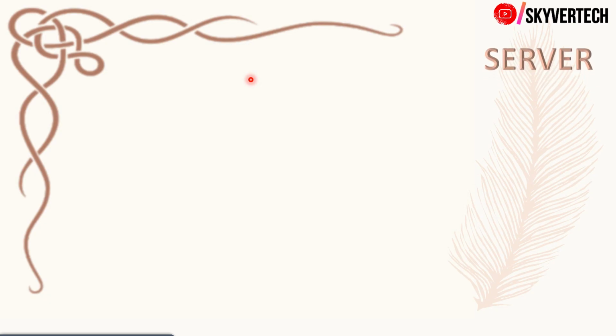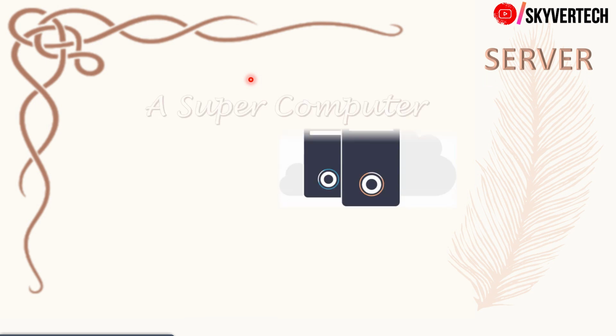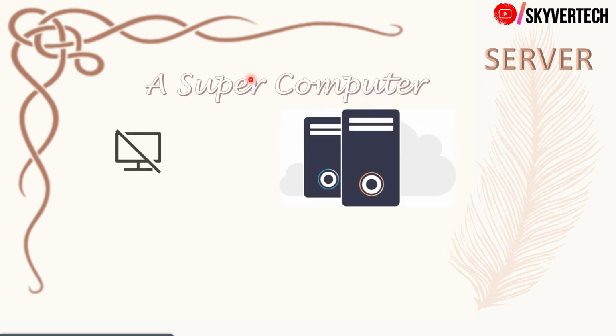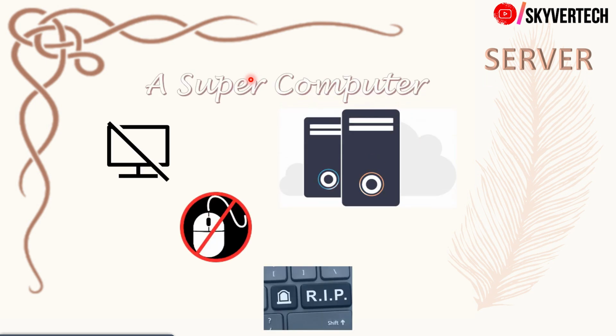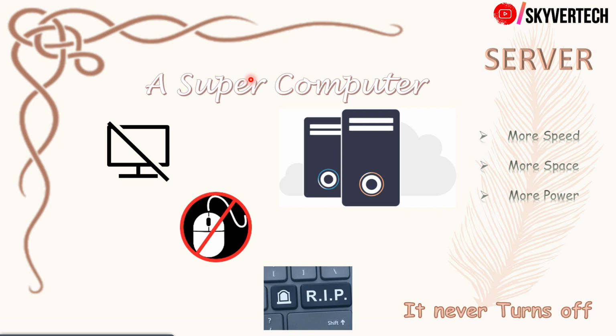What's a server? A server is just a supercomputer which has no monitor or a mouse or a keyboard. It just has more speed, more space, and more power, and it never turns off. So when you host a website on a server, everyone can view that website at any time. Like your subscribers, your viewers can see the website at any time. So a supercomputer never turns off, it just works on and on.